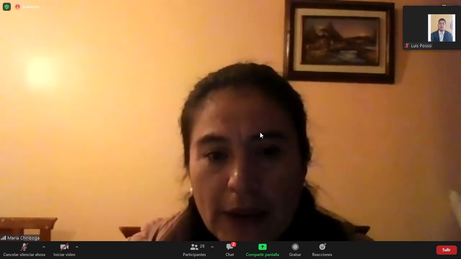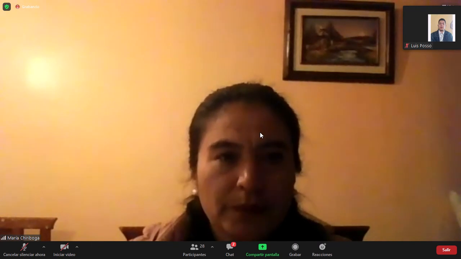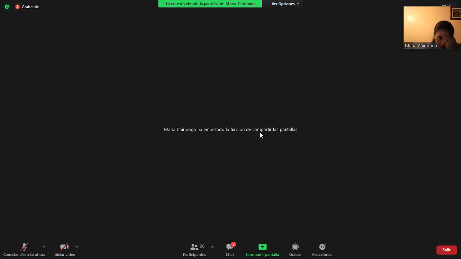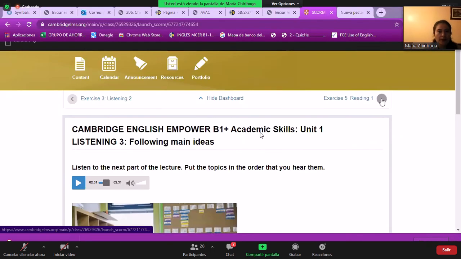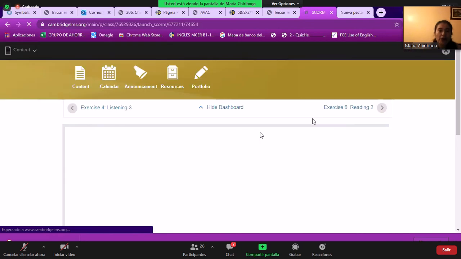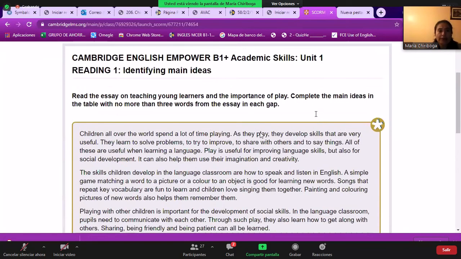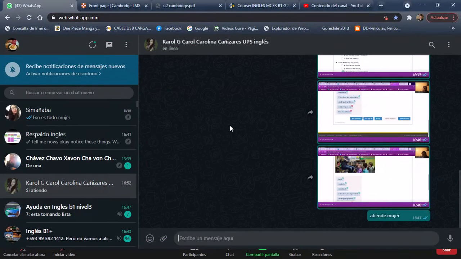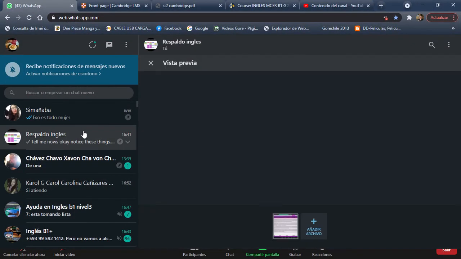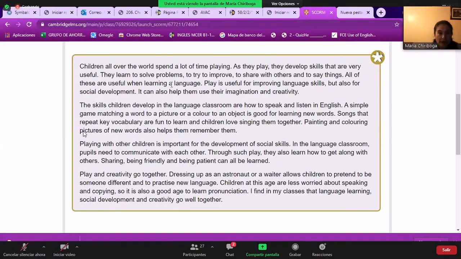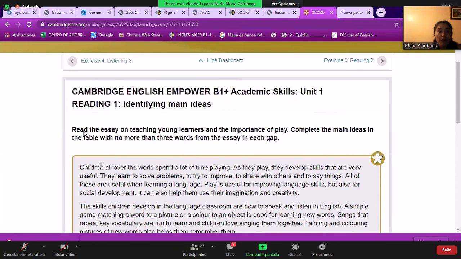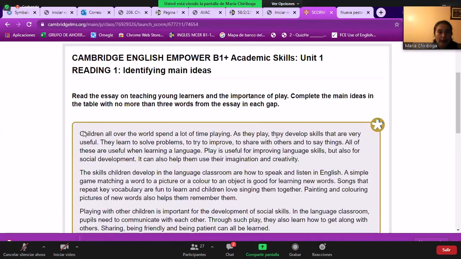Okay, so we continue with the next activity. Let me share. Reading. All of this information is related to unit number one. No problem, because here you are going to improve your English. Here it says Cambridge English, identifying main ideas. This is an essay, four paragraphs, no more, a small reading. Read the essay on teaching young learners and the importance of play.